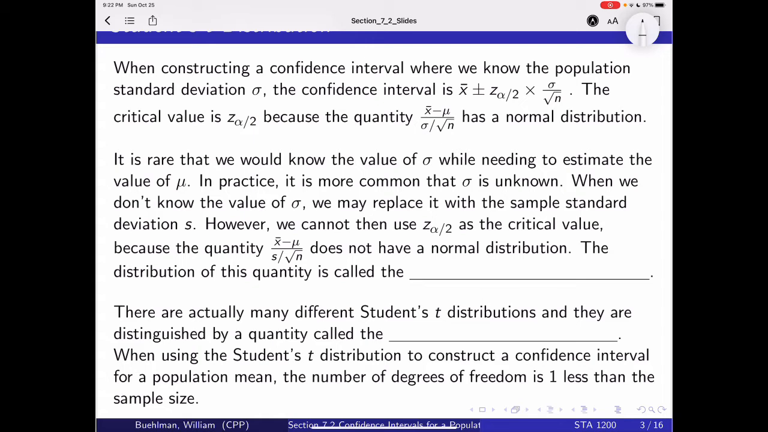When we don't know the value of sigma, we may replace it with the sample standard deviation s. However, we cannot use z alpha by 2 as the critical value because that does not have a normal distribution. The distribution of this quantity is called the student's t-distribution. There are actually many different student's t-distributions, and they are all distinguished by a quantity called degrees of freedom.